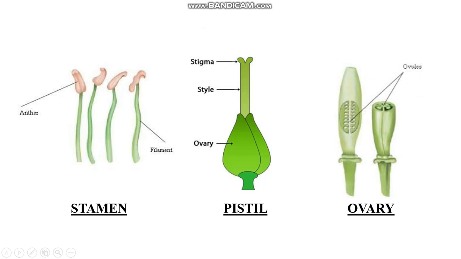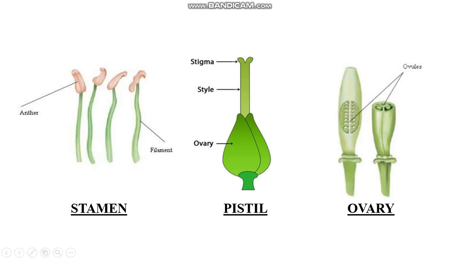The ovary is small and swollen at the base of the pistil or carpel. This pistil or carpel we call the female reproductive part of the flower. Inside the ovary, when you cut it longitudinally or transversely, you can see some bead-like structures that we call ovules.